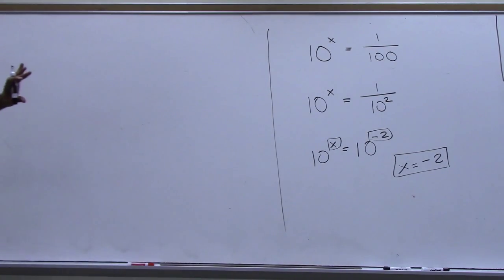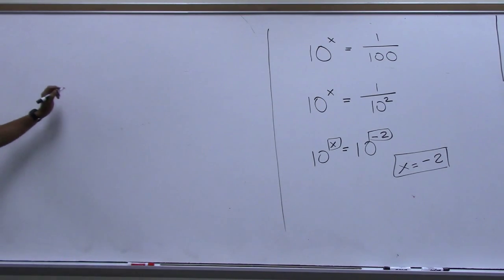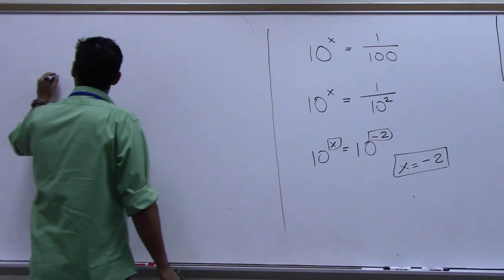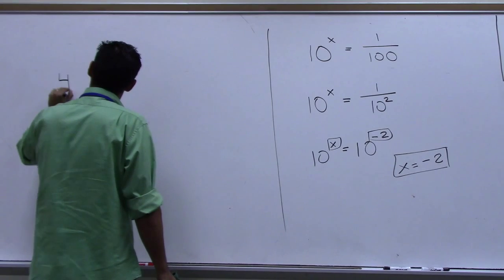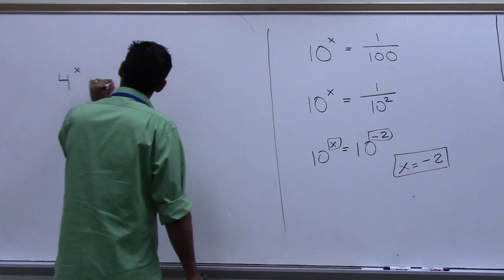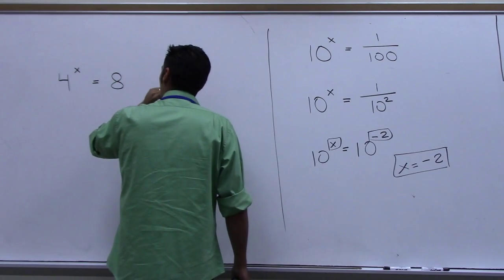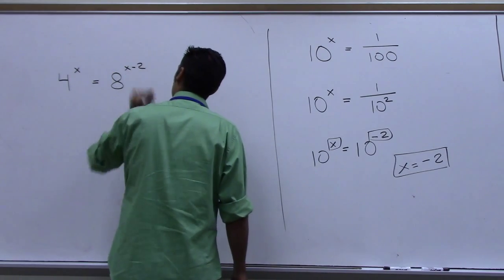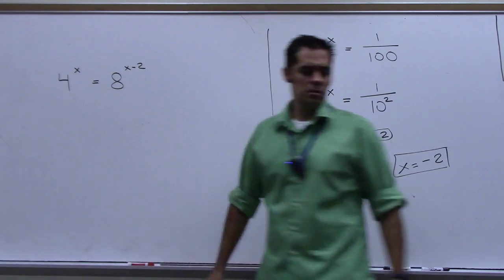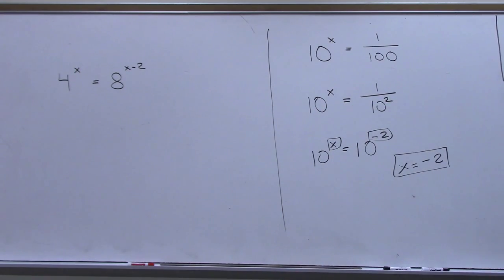You sure? We will in a second. How about this? 4 to the x equals 8 to the x minus 2. Oh, whoa. Kind of threw you right into the fire here.